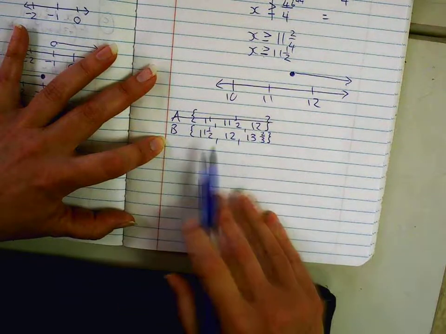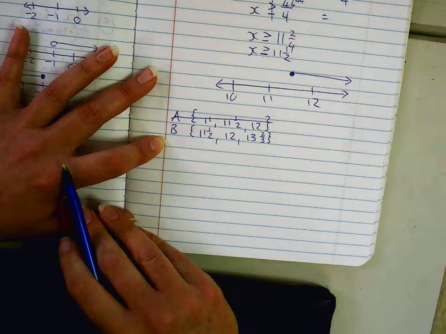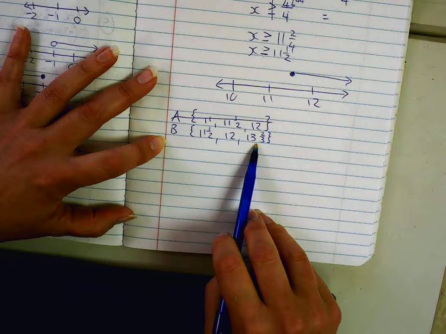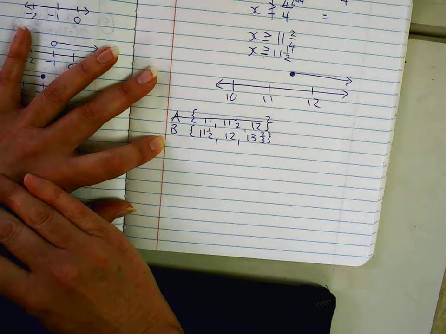Let's just double check. Is 11 1/2 greater or equal to 11 1/2? Yes, it's equal. What about 12? Yes, it's greater. What about 13 2/3? Yes, it's greater. And that, in a nutshell, guys, is your inequalities.